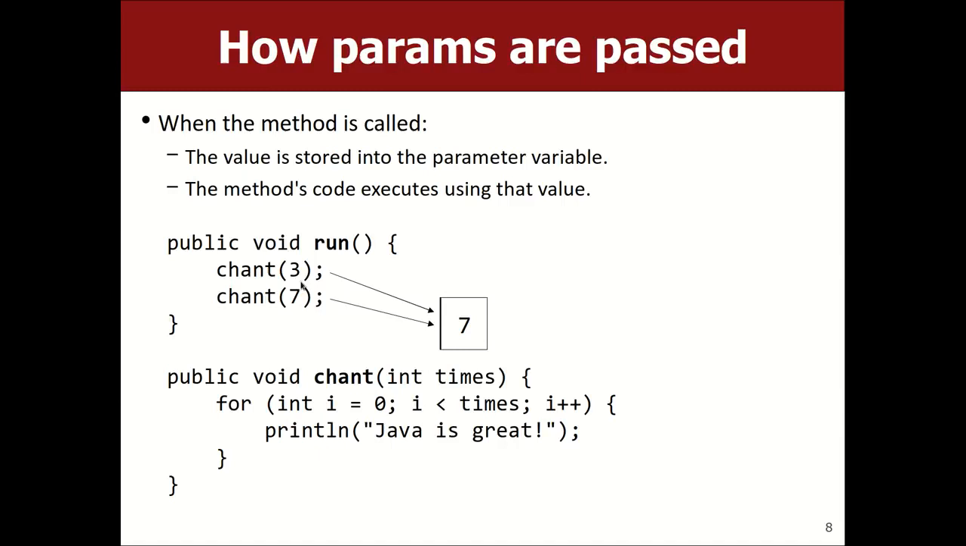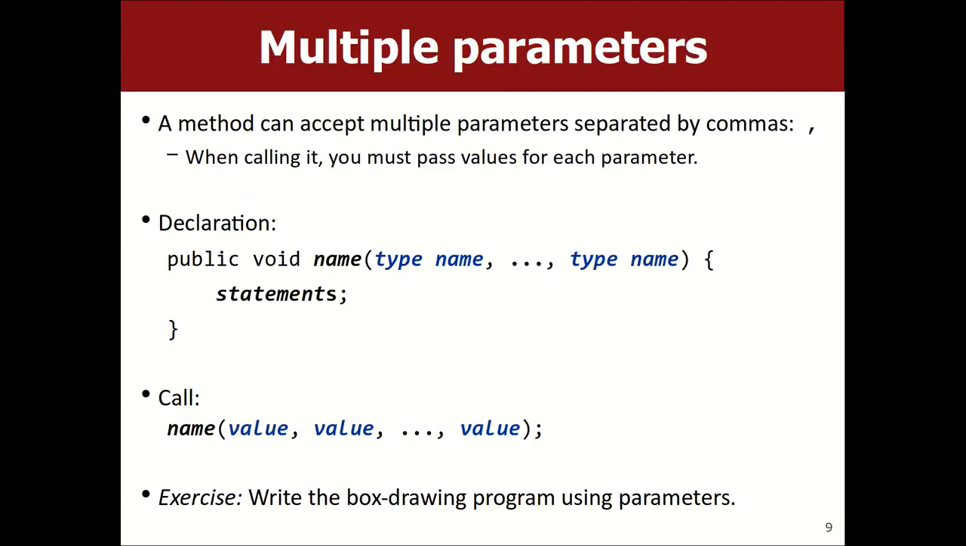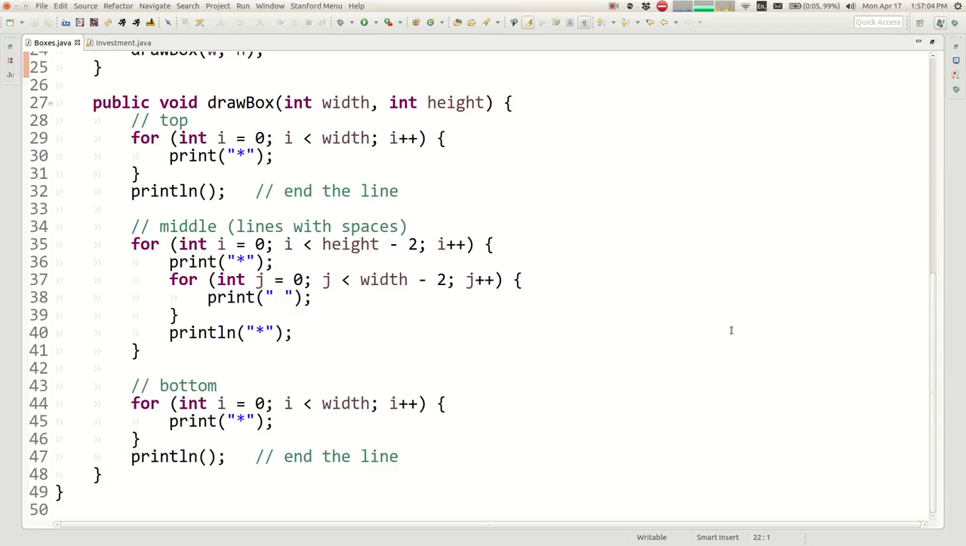Okay. So we wrote the box drawing program. I want to talk about how you can have more than one method in your program that uses parameters. If you look at our code, look at the drawBox method. There's a little bit of redundancy in this code, right? What's the piece that's redundant? If you have a good memory, I even copied and pasted it, so you know it's redundant. The top and the bottom are the same code, right?